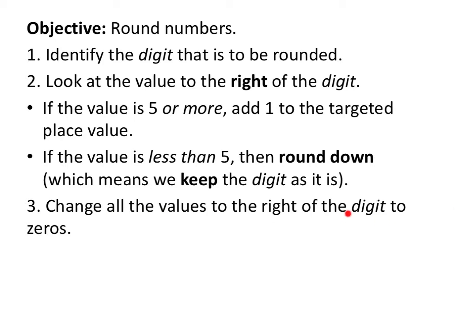Now, the other thing we need to remember is after we round it by either adding 1 to that target place value or keeping it the same, anything to the right of that target place value becomes zeros, okay? So all of the place values to the right become zeros. So if we think about what rounding is, we're really saying, if we look at a specific place value, what value in that place value is closest to the number that we have, right?